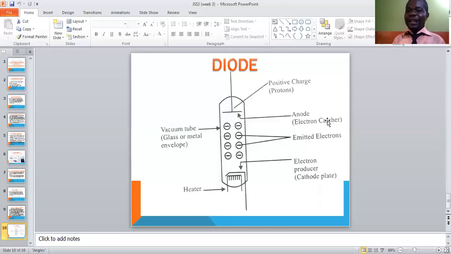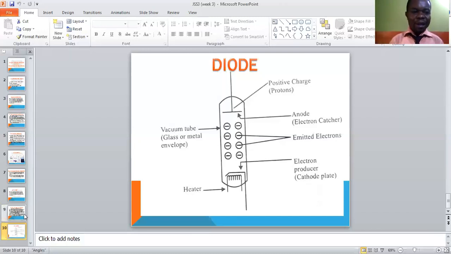That is the cathode plate, the electron producer. One produces, one receives. Then this is the emission of the electron. These are the electrons that are being emitted. When we meet practically, like we do most times in the basic technology workshop, I will dismantle some of these things for you to see the inside yourself with your eyes.